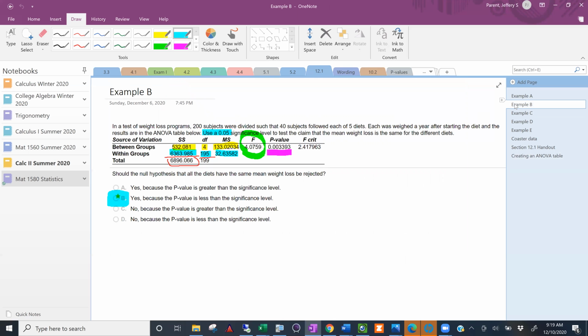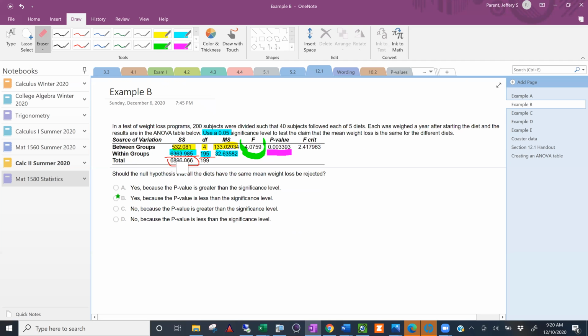Let's do one more warm-up example on this stuff. In a test of weight loss programs, 200 subjects were divided such that 40 subjects followed each of 5 diets. Each was weighed a year after starting the diet, and the results are in the Anova table below. Use a 5% significance level to test a claim that the mean weight loss is the same for the different diets.